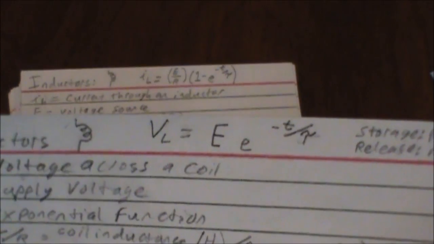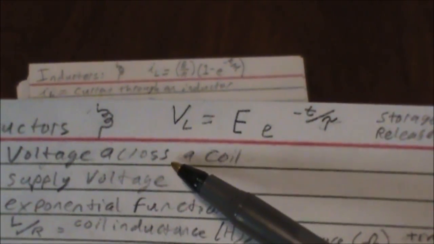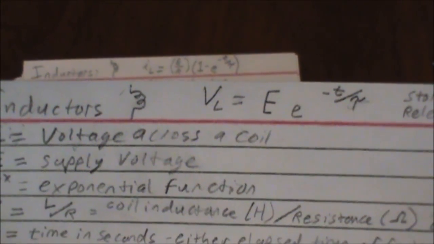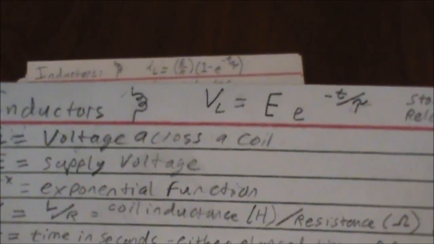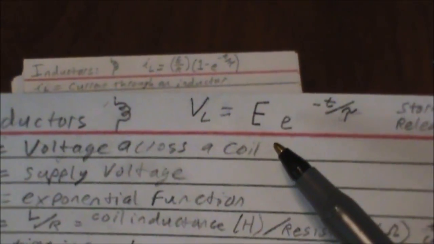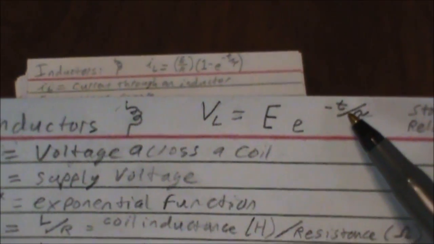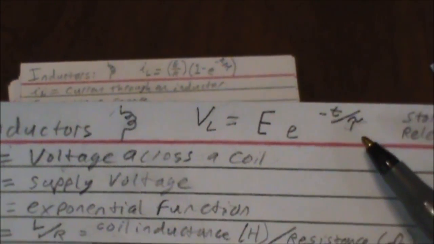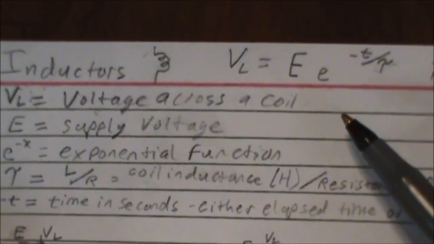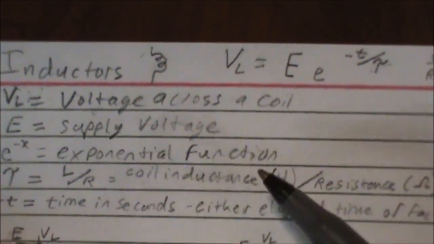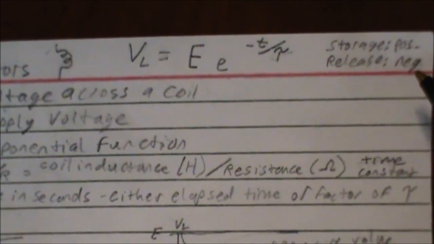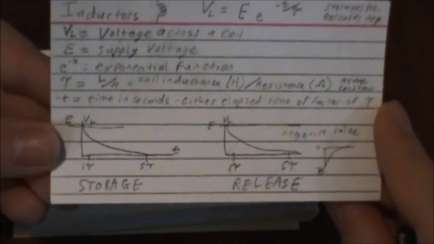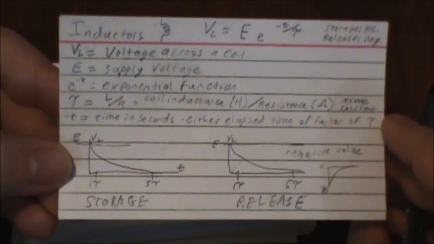So the formula here is: voltage across the inductor is equal to E, which is the voltage across the coil, let's say it's 9 volts or so, multiplied by the exponential function of negative however many seconds you're measuring across, say 1 second, divided by tau, which is your L over R. That will give you the voltage across the inductor, which changes with time.